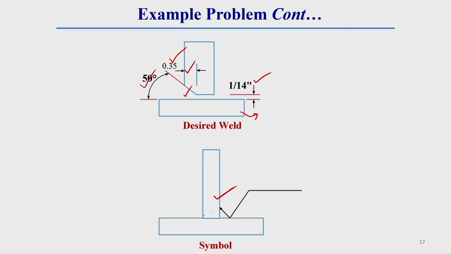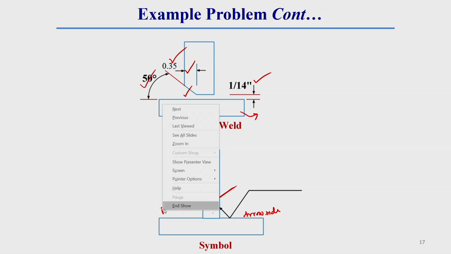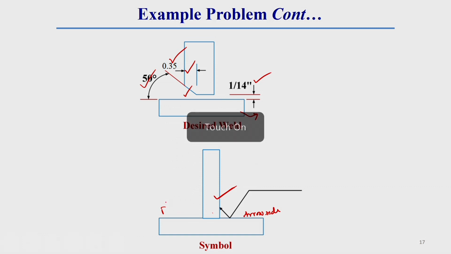Now, this beveling operation we have done on this side of the arrow, where we put the arrow, so that is called the arrow side, and the other side is called the other side or far side. Here we did the edge preparation on the far side. This is the reference line. What is the far side? Far side means the top side of this reference line. So, on the far side, what are the things we have to provide here?